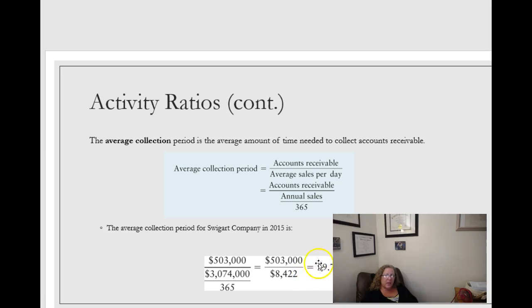Now, this to me is a little bit of a red flag because accounts receivable are supposed to be paid typically in 30 days or less. And this one's taking almost 60 days. So as a financial analyst, when I look at this, I would want to ask, what can we do to improve this ratio? How can we collect money faster? Maybe we need to tighten up our credit a little bit and not give credit to everyone.